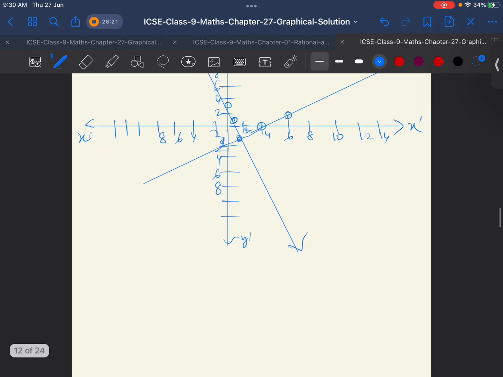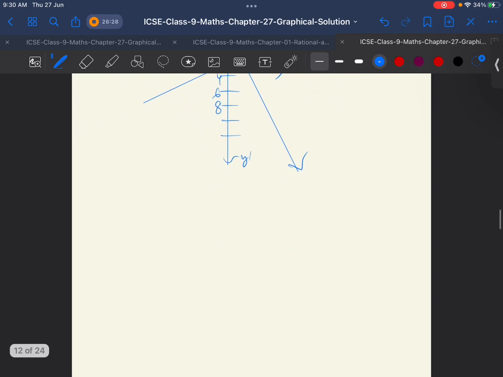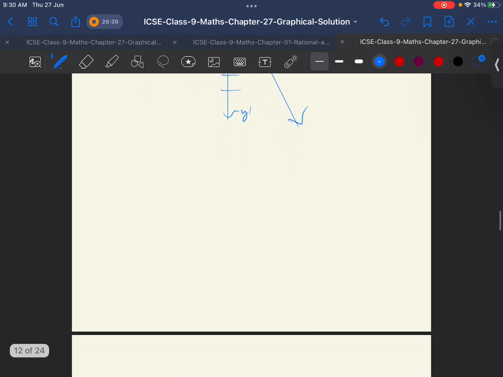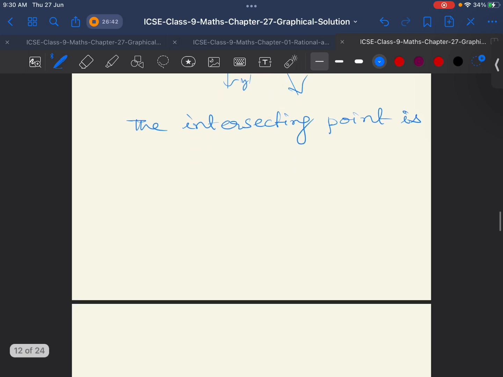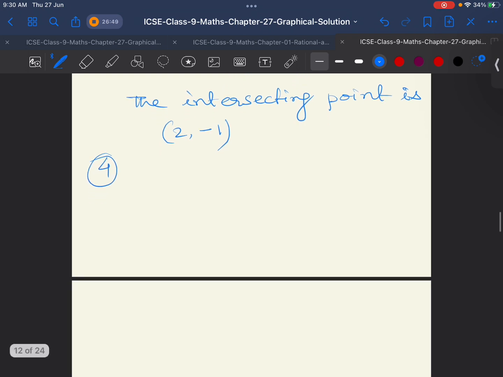Okay, so the point of intersection is 2, minus 1. The intersecting point is 2, minus 1. Now question 3.